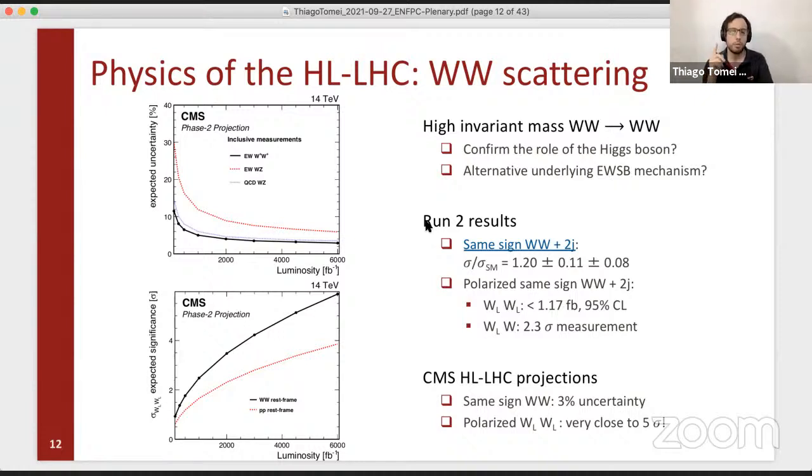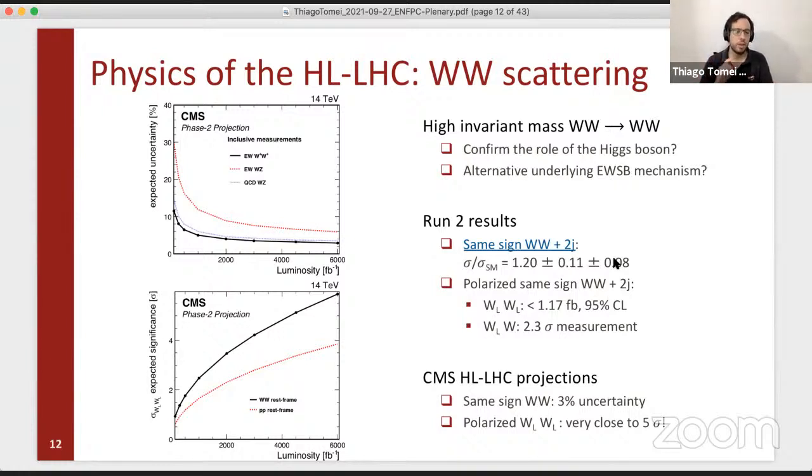Now, by doing a precision measurement of this, you can confirm the role of the Higgs boson in taming this cross-section. Or alternatively, you could search and find a different underlying electroweak symmetry breaking mechanism. How good is that? So in Run 2, we already have results for the same-sign WW plus 2 jets. And with respect to the standard model expectation, we have something like 1.2 signal strength, but there are these errors here, which more or less come out to be something like 10%.